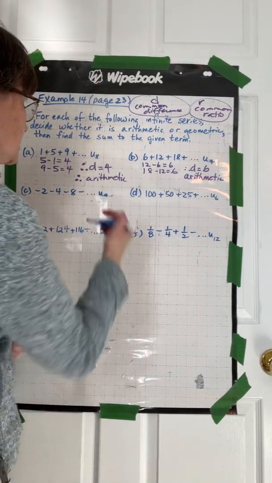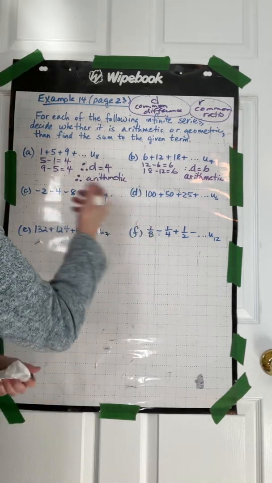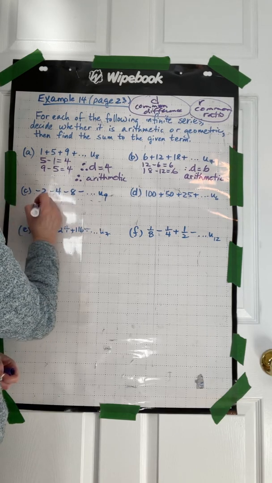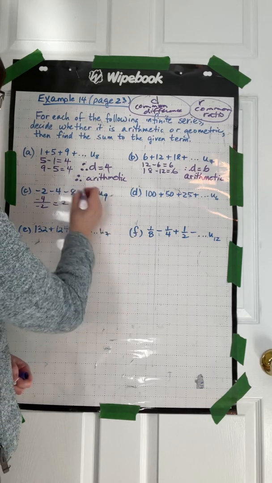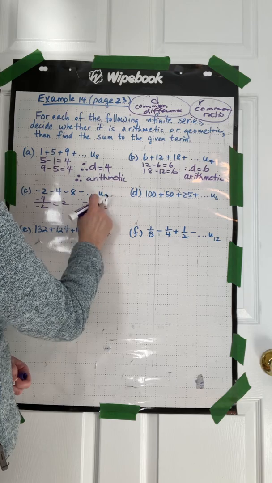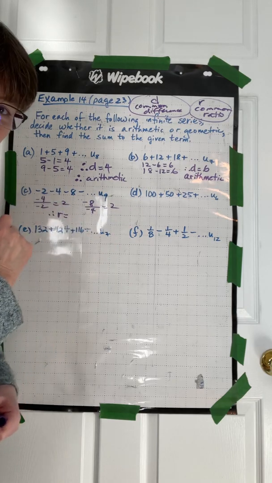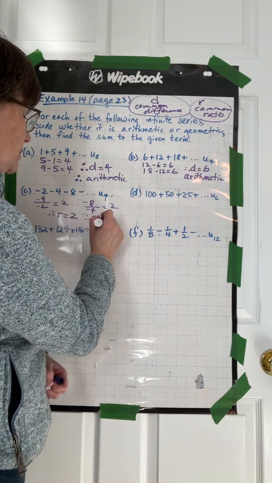That's supposed to be a 9 there. All right, so geometric: take one number, divide it by the number in front of it, and that equals 2. Take the next number, divide it by the number in front of it, and that also equals 2. So yes, there is a common ratio. It equals 2, and therefore it is geometric.